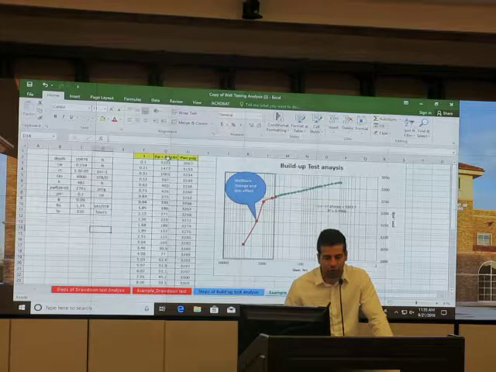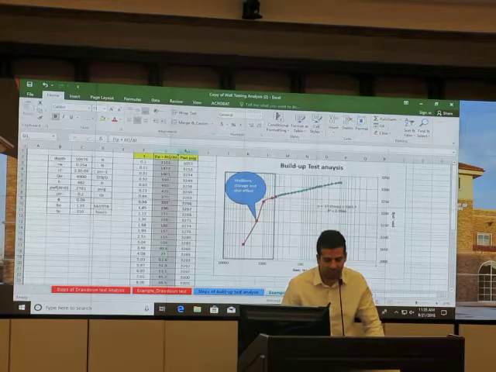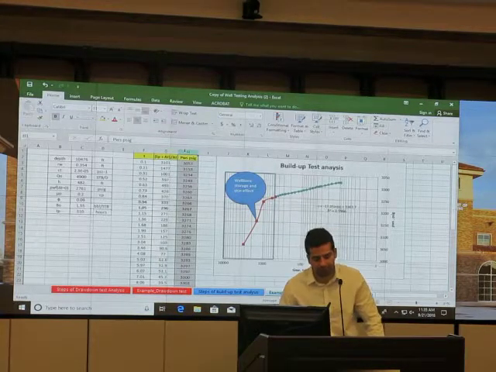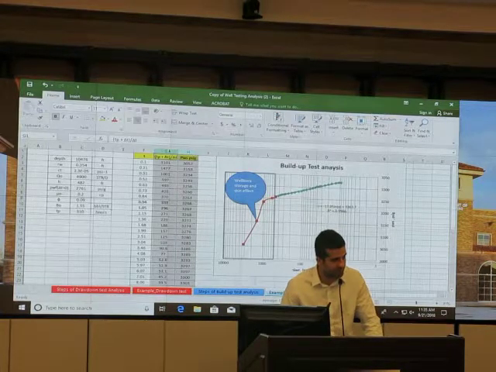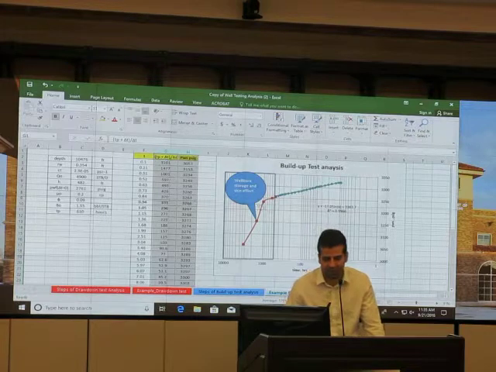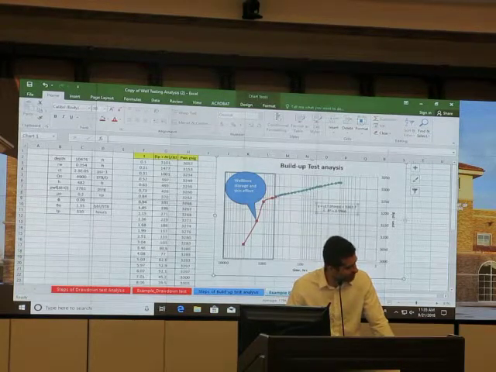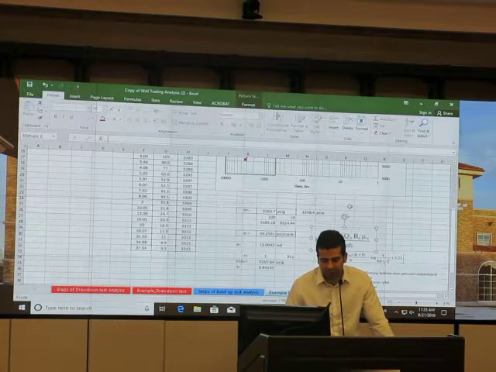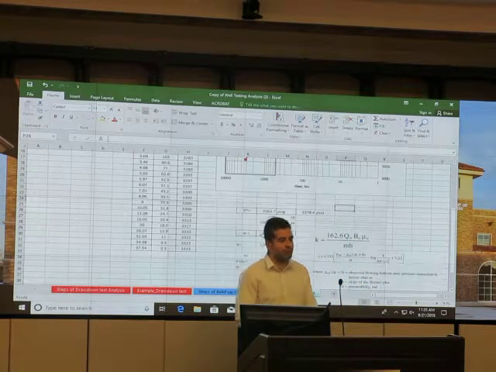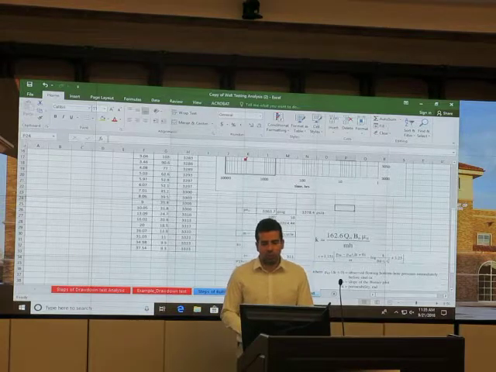So in this plot, you plot the shut-in pressure versus the Horner time. This is just some simple calculations. And then you plot it, and you get the M the same way that we discussed, and we can get the permeability out of this equation.